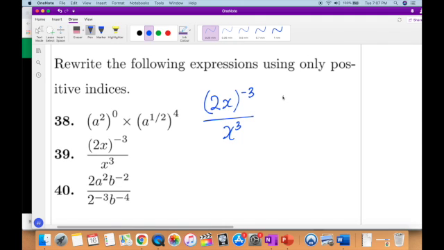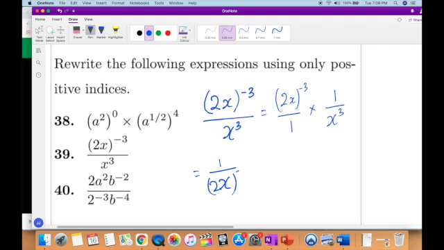I could say 2x to the negative 3 over 1, multiplied by 1 over x to the 3. So I'll split them up like that, right? Shazay, you understand how I split them up, right? So at the end of the day, now I could do the thing where 2x to the power of negative 3 is really 1 over 2x cubed.